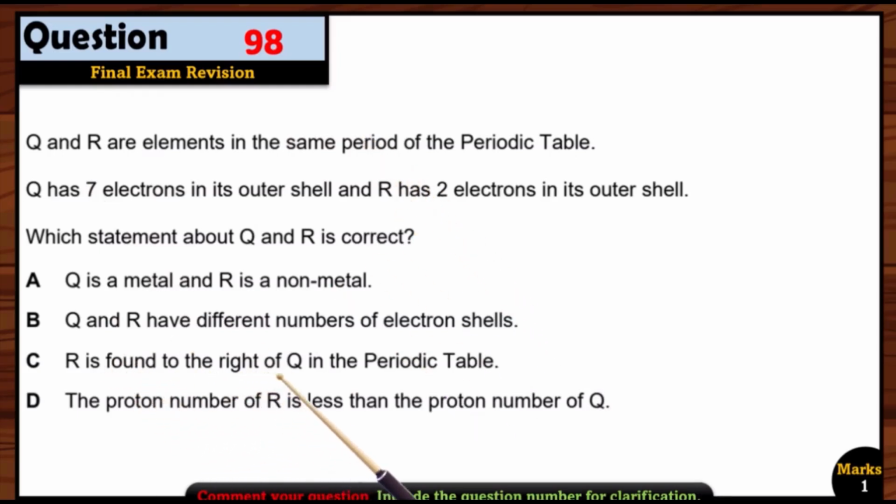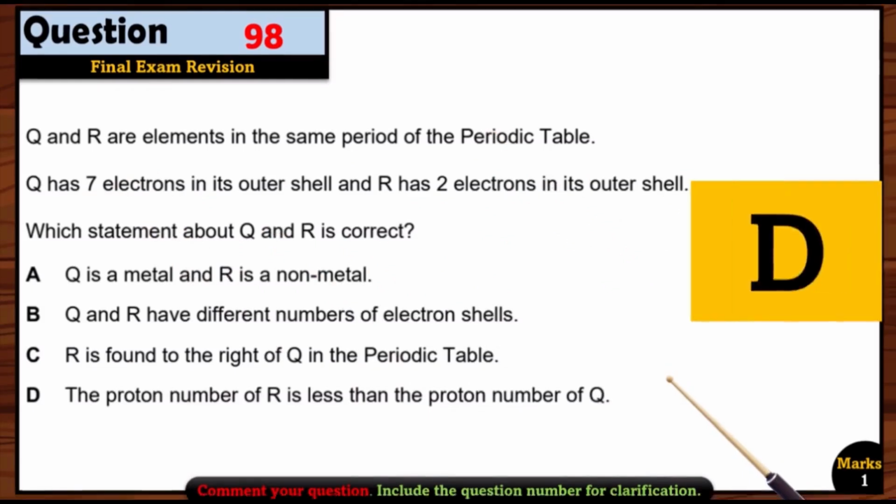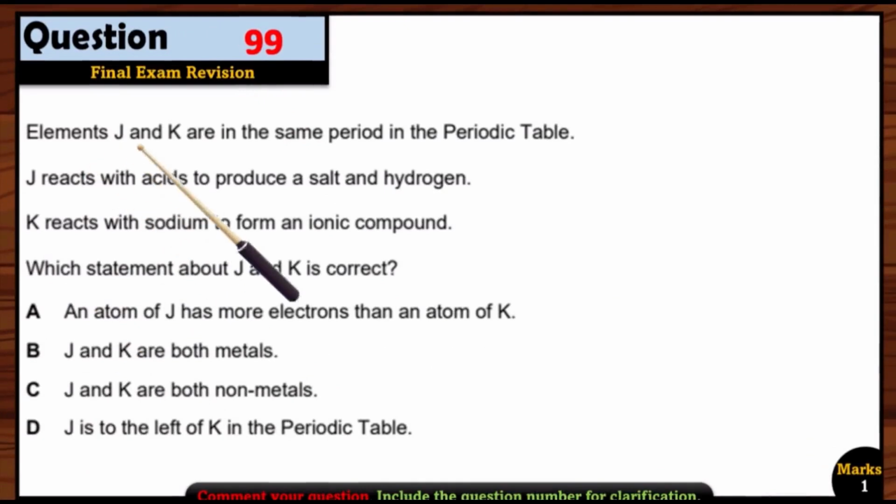R is found to the right of Q. So if you look at the Q, Q is a non-metal and non-metals are on the right side, right? So that's why this option is also wrong because R is on the left side. So we are just left with option D. So option D is the correct option. We can just look also at that option. The proton number of R is less. Yes, the proton number of R is less than the proton number of Q because it has 2 electrons and they are in the same period. So it means that it has 5 electrons less as compared to that of the Q. So that's why option D is the right option here. Question 99. Elements J and K are in the same period in the periodic table.